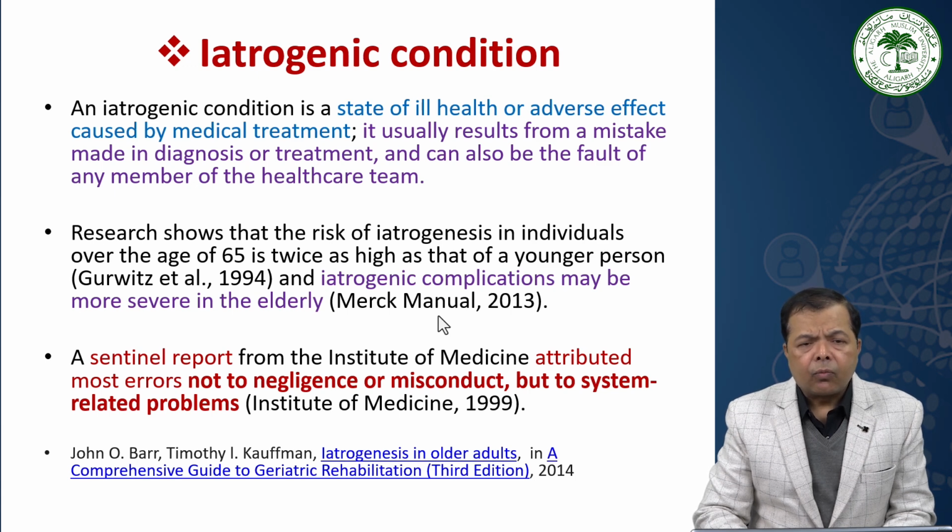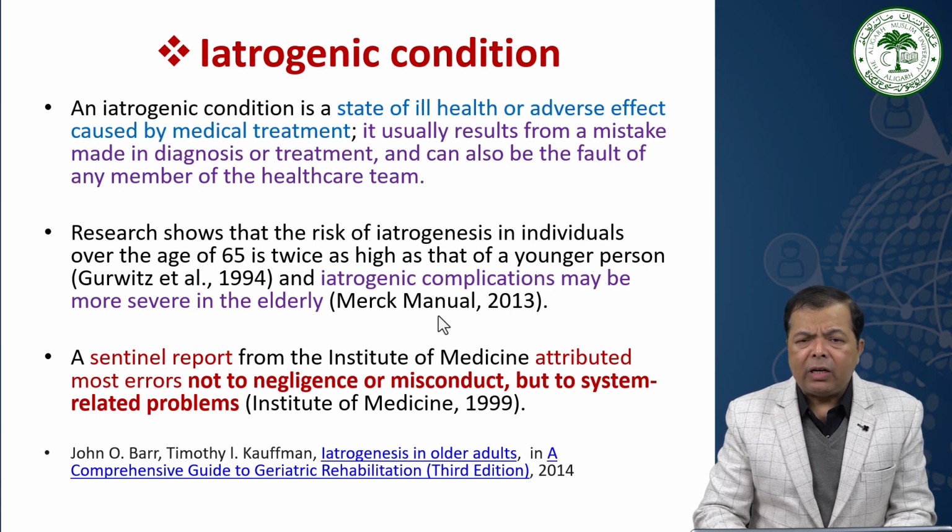Then there are evidences. Research shows that the risk of iatrogenesis in individuals over the age of 65 is twice as high as that of a younger person. That means with age, the negative impact of medicine is getting enhanced. And iatrogenic complications may be more severe in the elderly, because the elderly people may have a weak immunity. So the negative impact can have more severe result. I have quoted basically these studies and taken these from a website, and I have mentioned the address of that website over here along with the details of the paper and the author, right? So anybody interested can go and check those details.